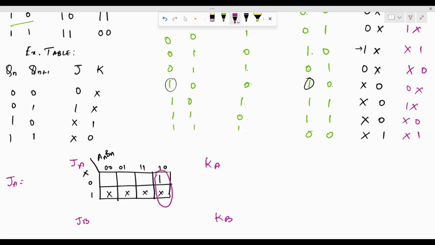analyzing the rows, nothing is common. Analyzing the columns, we have AN, BN dash. So this is the expression for JA.